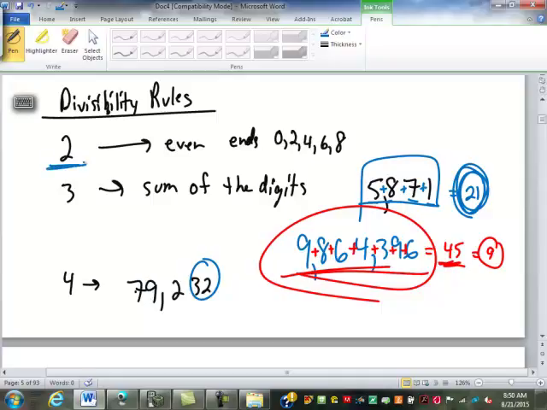It's a lot easier to tell if something's divisible by 2. If I divide by 2 twice, guess what? I just divided by 4. So I don't care. I'll just use the 2s.